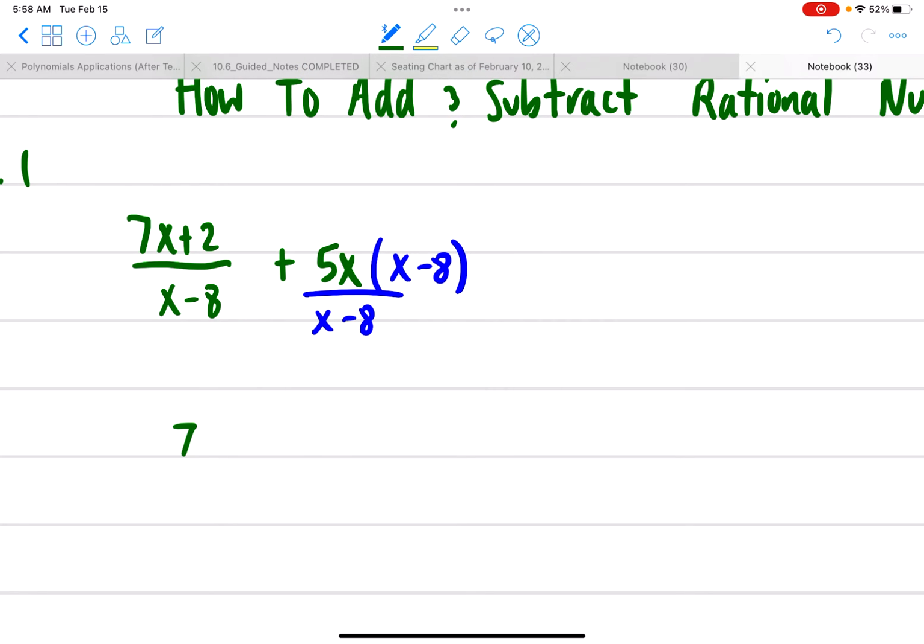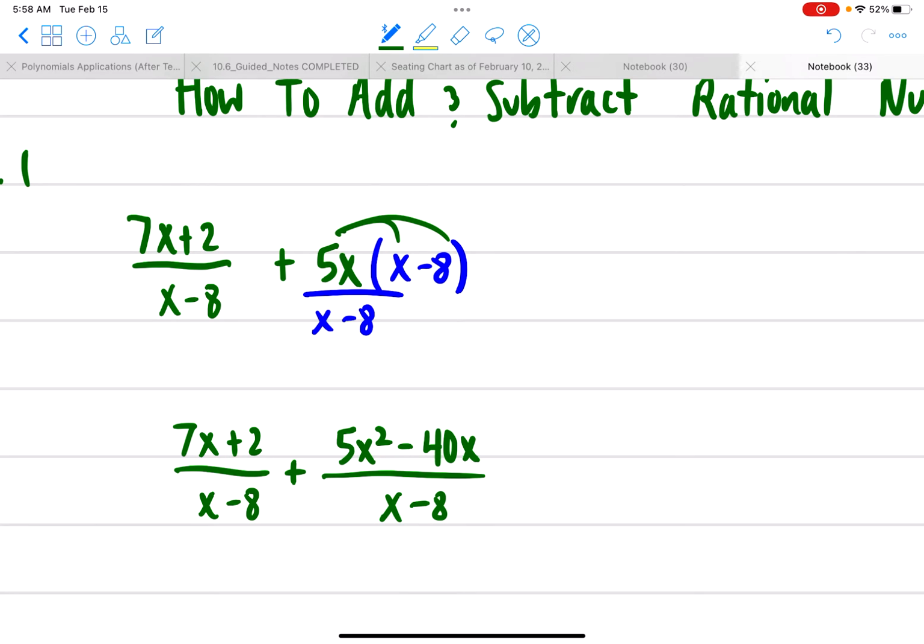Make sure when you guys do this, you do it in parentheses on the top. So what we have now is (7x plus 2) over (x minus 8) plus, and now we need to actually FOIL this in here, okay? So we're going to have (5x squared minus 40x) over (x minus 8). And then you can add them together on the top. You leave the x minus 8 on the bottom alone, right? That's kind of like your 12 from the last problem that we just looked at. And then what's on the top? So we have 5x squared. I'm going to write this in standard form here. So 5x squared minus 33x plus 2.